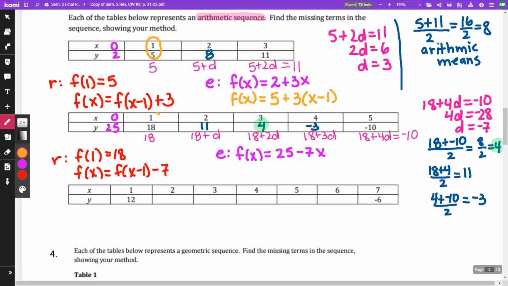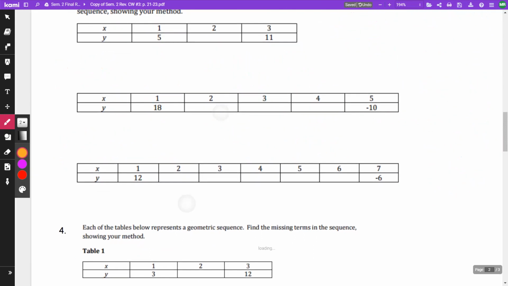If I wanted to start with my 1, I could have done f of x is equal to, and start with the 18. I am minusing 7 still, but since I start with my first term, I'm going to be off by 1. So this is an x minus 1. But again, it'd probably be in the purple form.